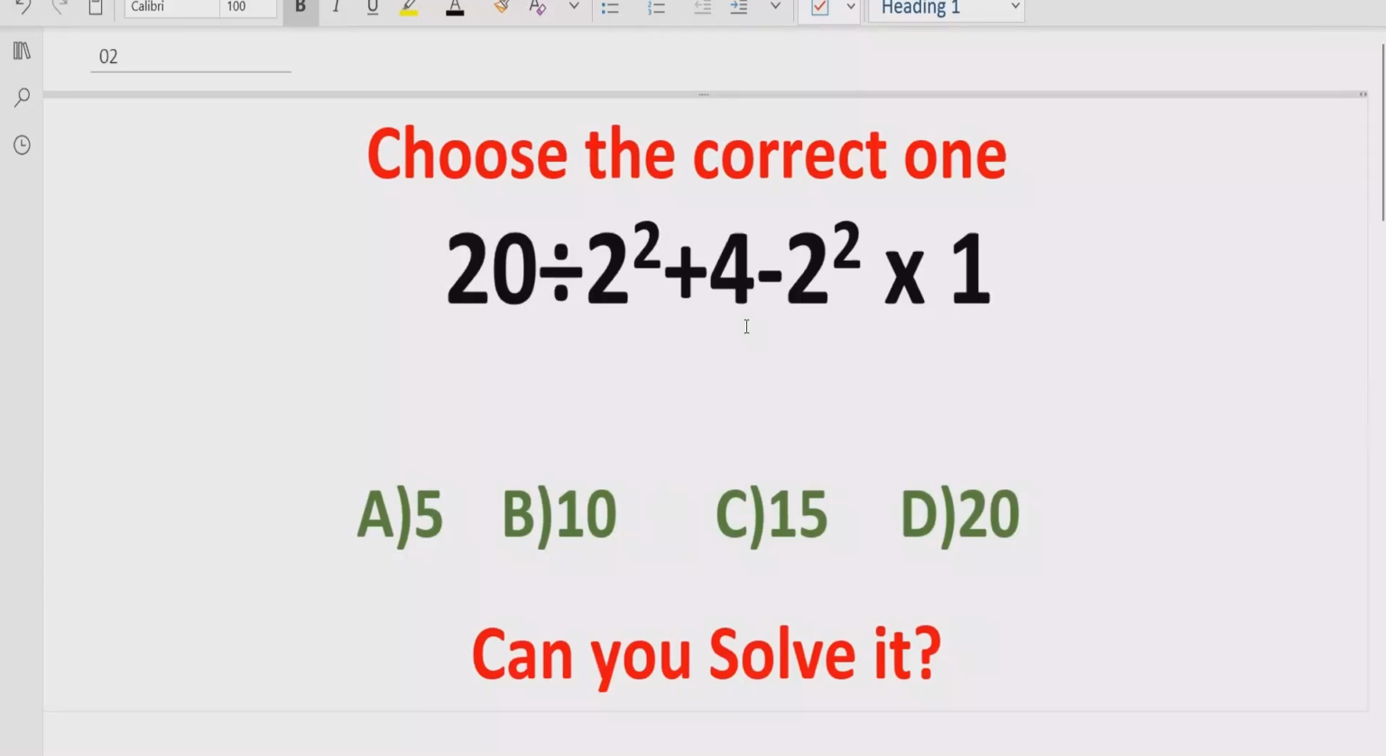Today we will solve another quiz which is related to arithmetic expression. The quiz contains the basic operations plus, minus, multiplication and division. So we have to solve this quiz using the PEMDAS and BODMAS method and find out the correct answer. In the answer list we have 4 answers. A is 5, B is 10, C is 15 and D is 20. So let's see after solving it which answer is correct.